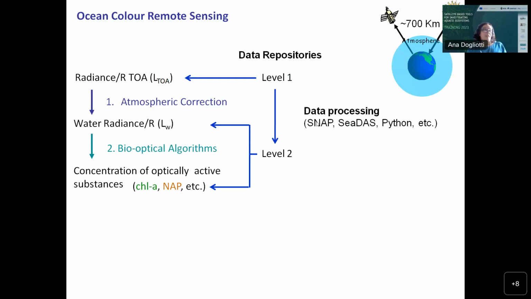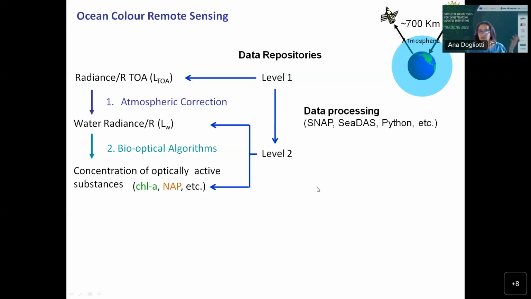Basically, these are processors that have been developed by the space agencies, some specifically for their own satellites, but some of them are more widely used and can be used for different sensors. And usually each space agency defines the standard product for each of these level 2 data.